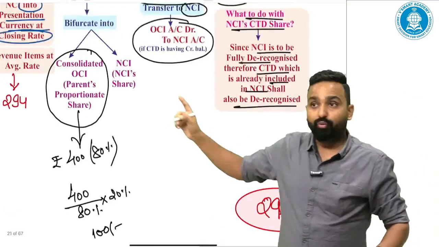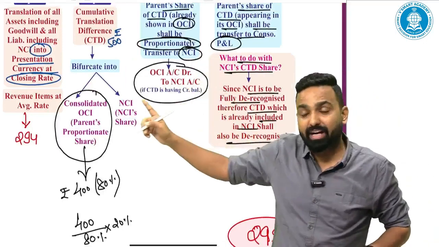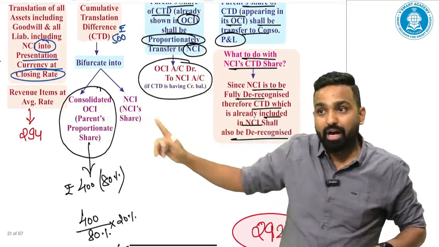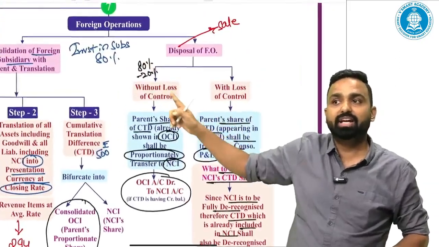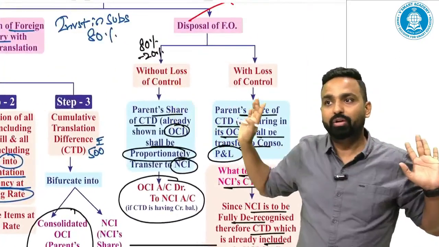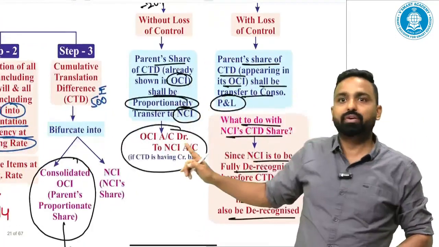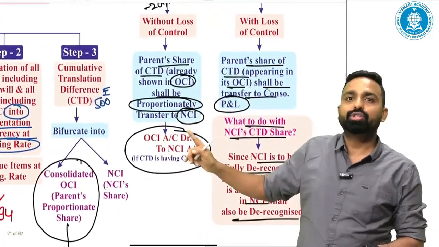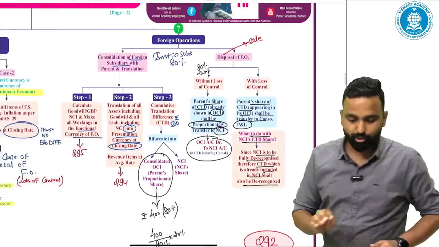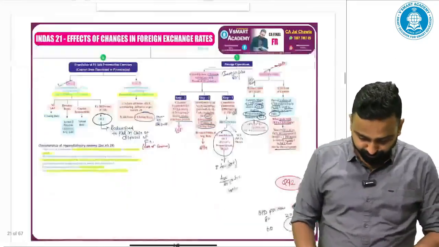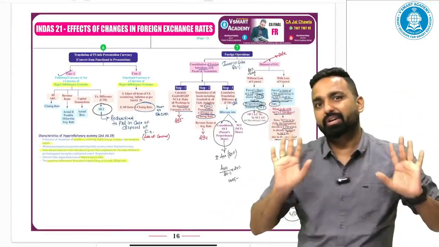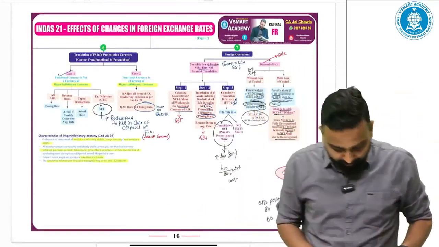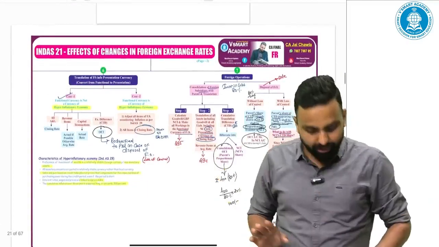So, what you have to do? You have to reclassify 100 rupees from OCI to non-controlling interest. In which case? In the case when you don't lose the control. Without losing the control, transfer the proportionate OCI balance to NCI. I hope you got the point. I will give you the entire summary of exchange difference at the end of this session. Don't worry. Okay. So now everything we understood.